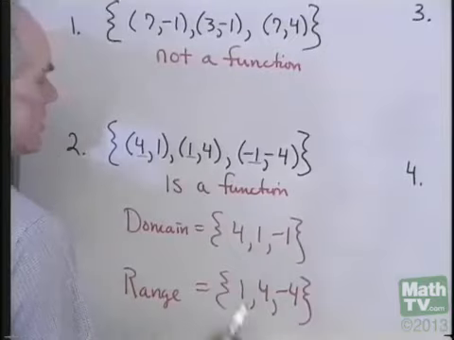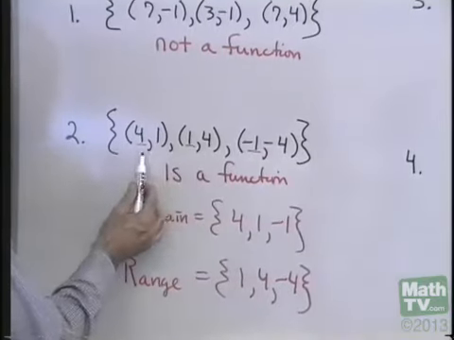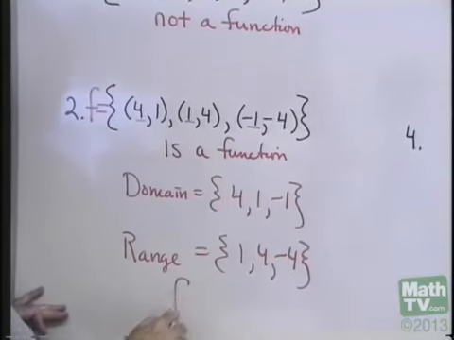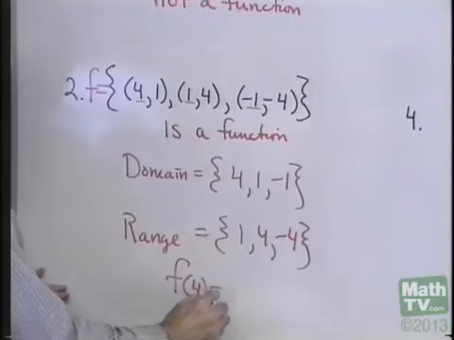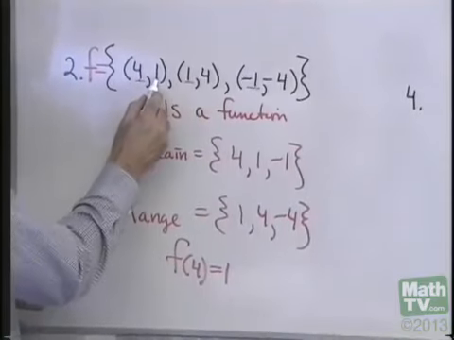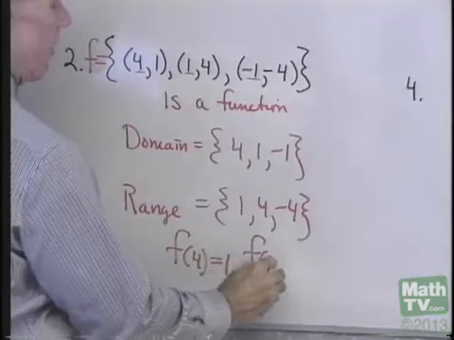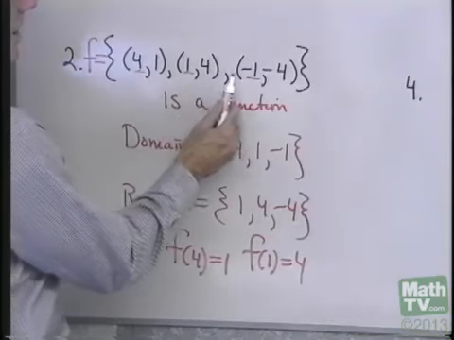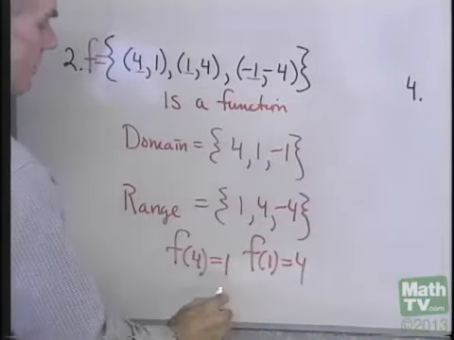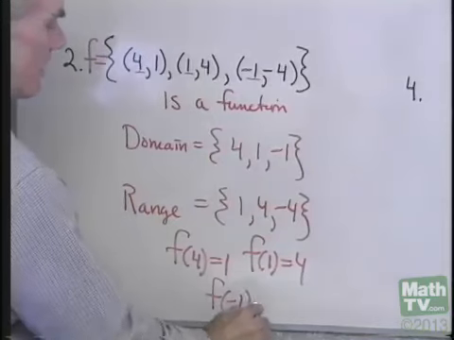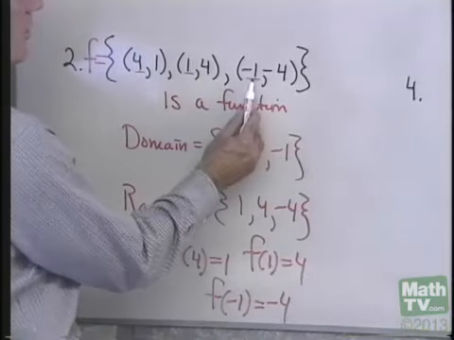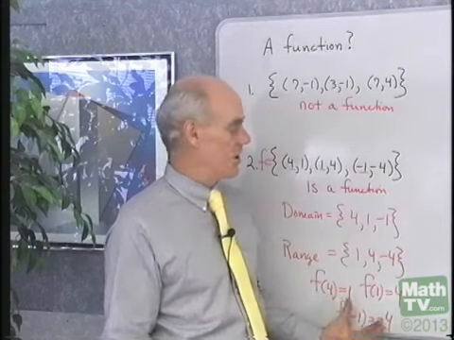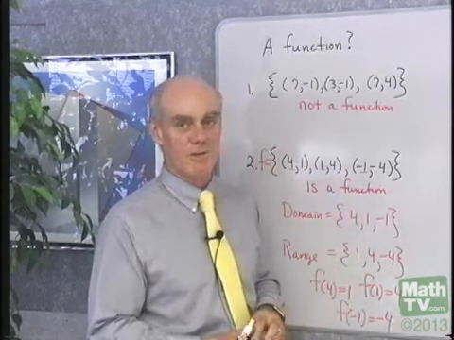Now, we can also, with this, use some function notation since this is a function, and if we were to say this is the function, let's say f, then we can say that f of 4 is equal to 1. F of 1 is equal to 4, because when x is 1, y is 4. And f of -1 is -4, because when x is -1, y is equal to -4. So I can even use function notation like this when I have a set of ordered pairs for my function.